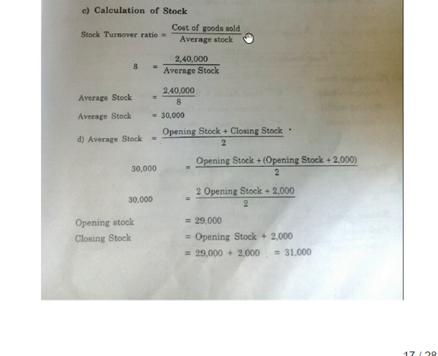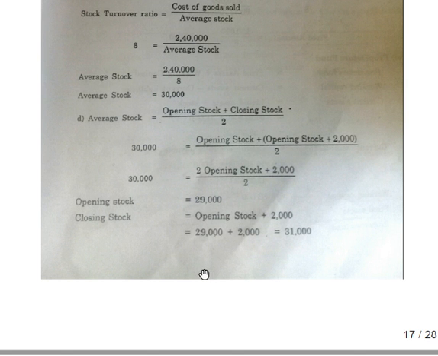Calculation of stock: stock turnover ratio is equal to cost of goods sold divided by average stock. 8 is equal to 2,40,000 divided by average stock. Cross multiply, average stock is equal to 2,40,000 divided by 8. Average stock is equal to 30,000. Average stock, we know it is 30,000. With that help we can calculate opening and closing stock.